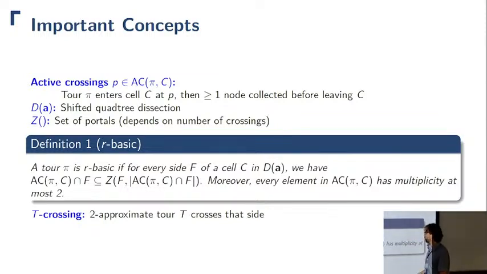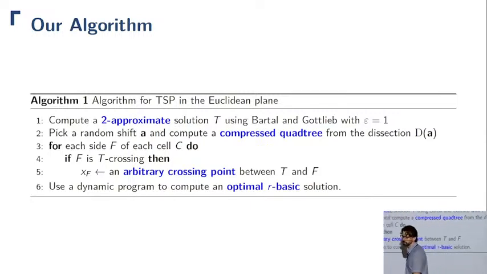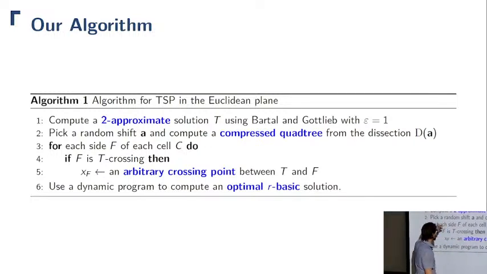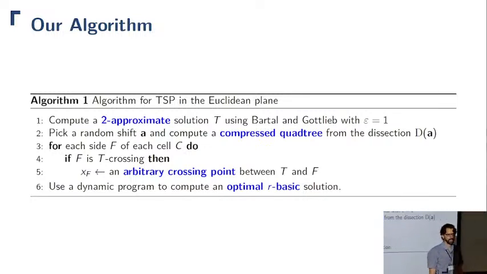So now I think I've tortured you enough with the technicalities. Now we come to the algorithm. The first thing we do is compute a tour approximation T using Bartal and Gottlieb in linear time.